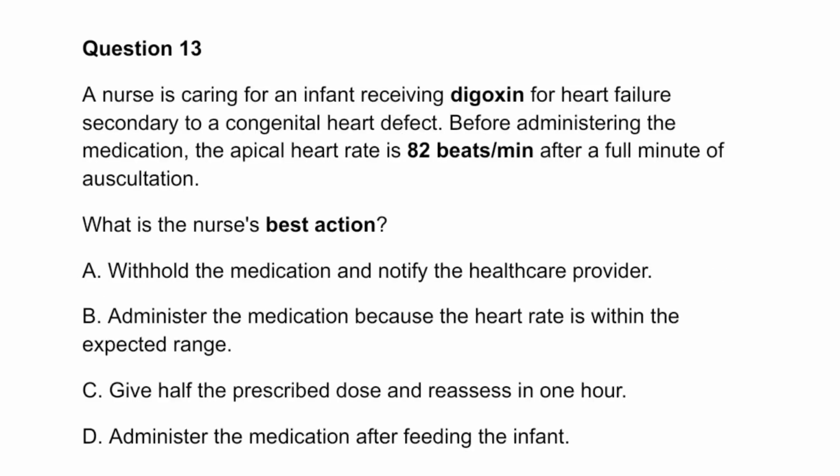Question 13. A nurse is caring for an infant receiving digoxin for heart failure secondary to a congenital heart defect. Before administering the medication, the apical heart rate is 82 beats/min after a full minute of auscultation. What is the nurse's best action?